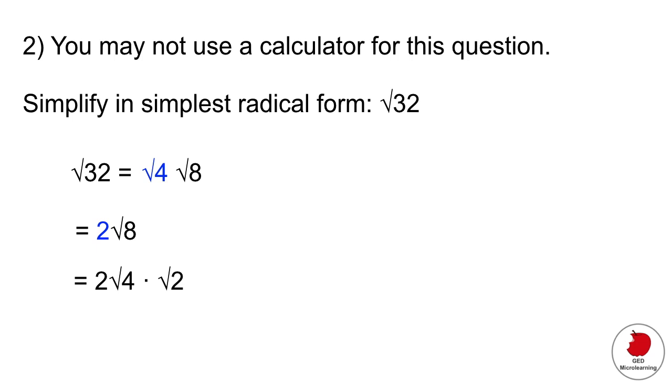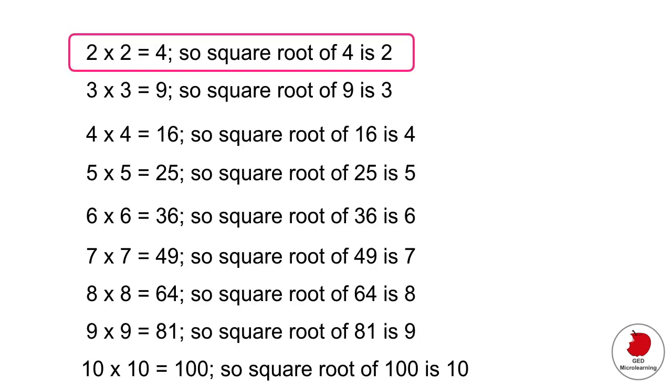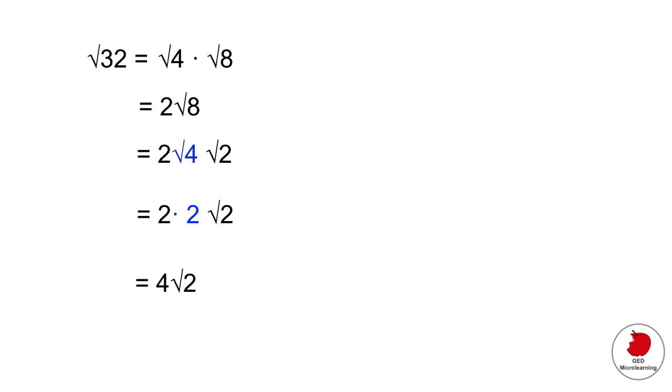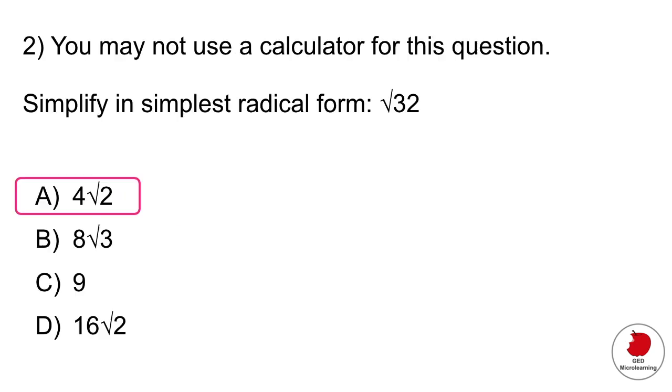And again, we would break down that further, right? The square root of 8 is going to become the square root of 4 multiplied by the square root of 2. Again, we look at our table, we know that the square root of 4 is 2, so we can simplify this even further like this. The square root of 4 that you see there in blue becomes 2, and then 2 times 2 is 4, square root of 2. So that would be the simplest radical form, which is option A.